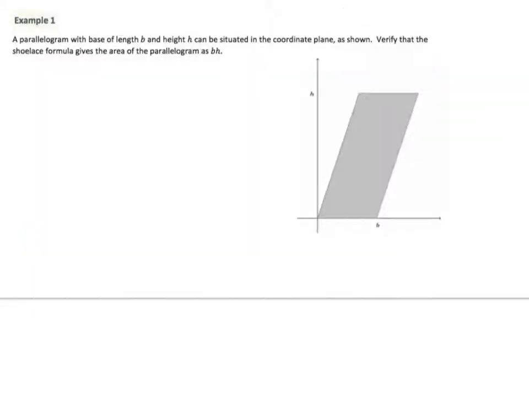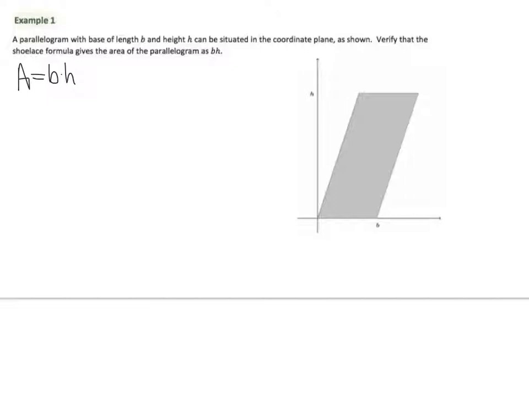All right, let's get into the meat of the lesson. A parallelogram with a base of length b and a height h can be situated in the coordinate plane as shown. Verify the shoelace formula, or Green's formula, remember, gives the area of a parallelogram as bh. So what is the area of a parallelogram? We know that area equals b times h, right?